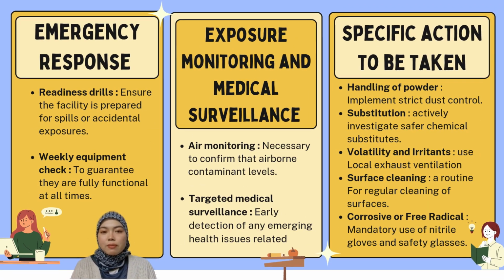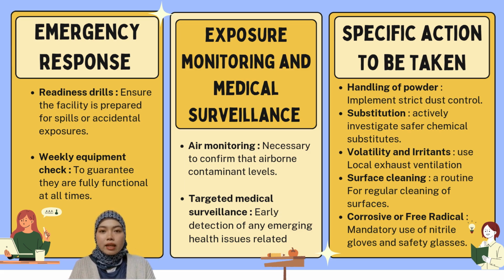Next is the emergency response plan. The first recommendation is to conduct readiness drills regularly. These drills prepare workers to respond quickly and correctly during chemical spills, leaks, or accidental exposures. Secondly, all emergency equipment should be checked every week. This includes eye wash stations, safety showers, fire extinguishers, spill kits, and first aid equipment. Regular inspections ensure that all emergency equipment is functioning properly and ready to be used whenever an emergency occurs. Having a good emergency response plan can reduce injuries, minimize chemical exposure, and improve the overall safety of the laboratory.